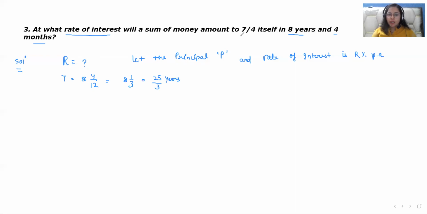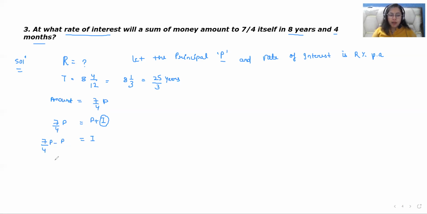And they said the sum of money amounts to 7/4. That means amount, what is our amount? Amount is 7/4 of our principal. And what did we take as principal? P. So that means 7/4 of P. What is the formula of our amount? Amount is principal plus interest. So in place of amount we write 7/4 of P, and we can find the value of interest from here: 7/4 of P minus P.